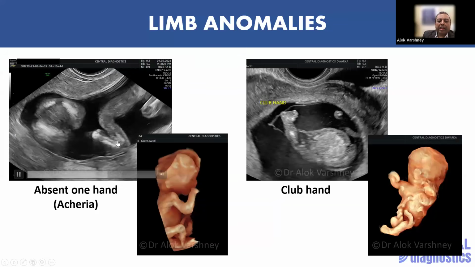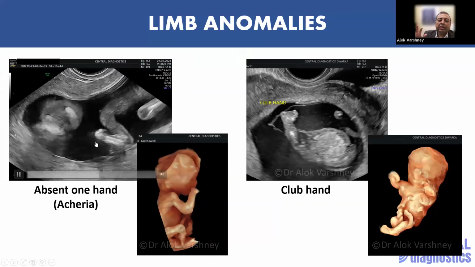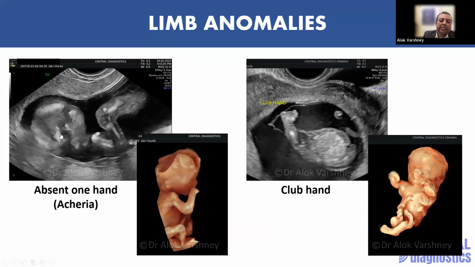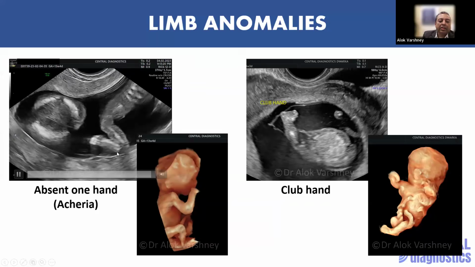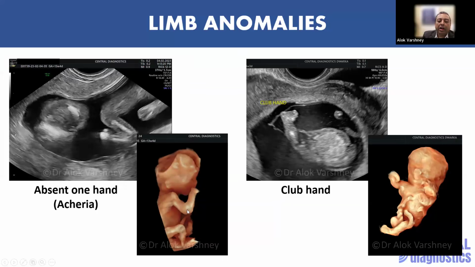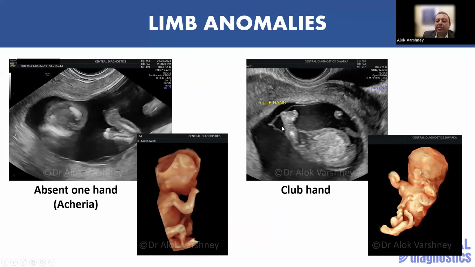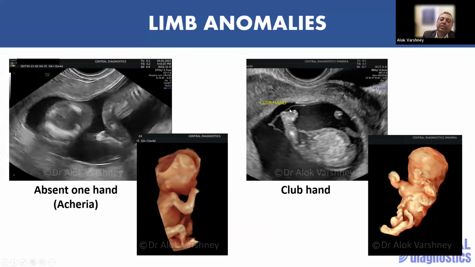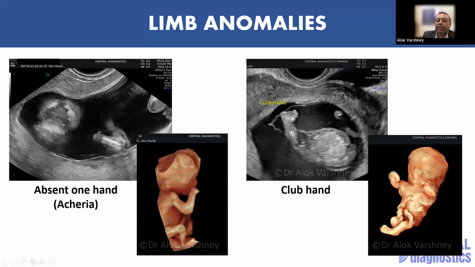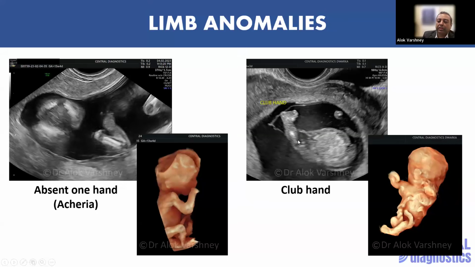Now, this one can be difficult to identify, but if we are paying attention that we are demonstrating all the three segments, then we can pick this up. This is absence of one hand, achiria. So the arm is there, the forearm is there, but the hand is absent. And this one is club hand, very easy to spot. The hand is abnormally angulated over here. The radius and the ulna are difficult to see in this case.